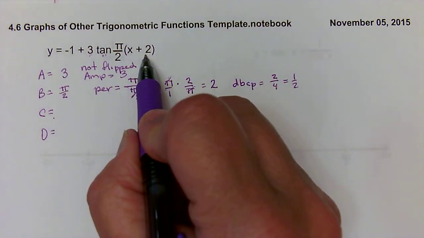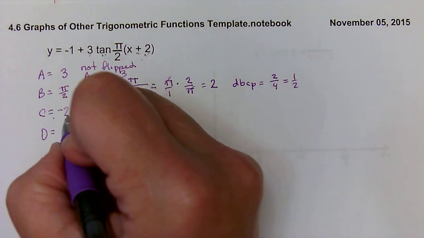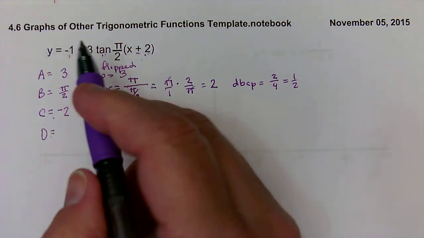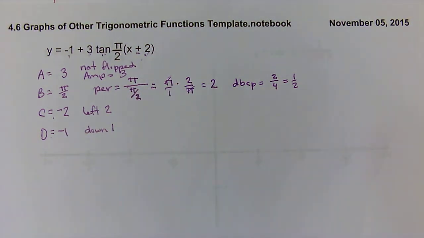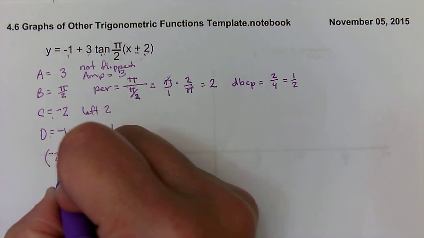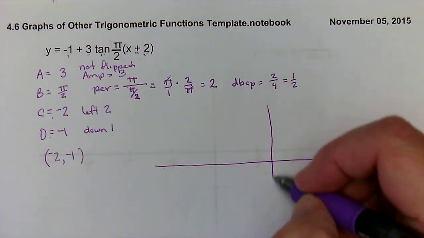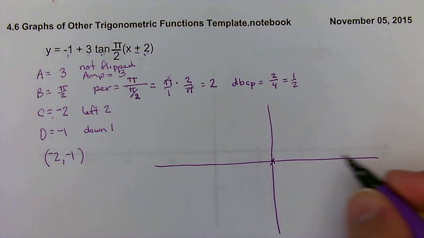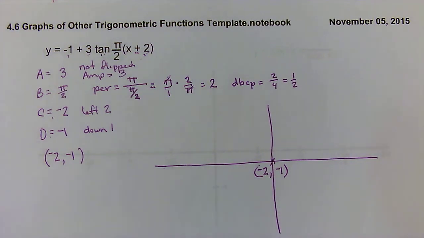C is 2. Well, it's actually negative 2 because this should be minus C. So that means we shifted to the left 2. And D is negative 1. So that means we shifted down 1. So my starting point is going to be C, D, which is negative 2, negative 1. So I'm going to draw my axis. I should have done those dotted because they're not the actual XY axis. And this center point is the point negative 2, negative 1.